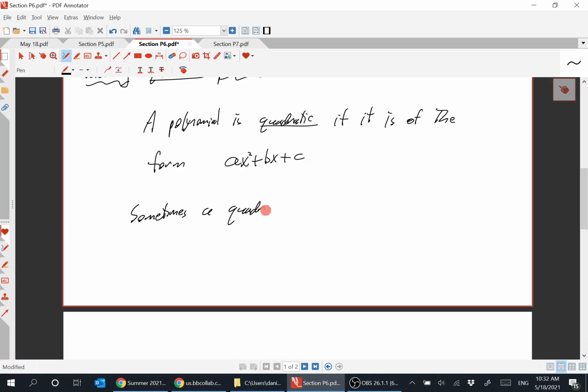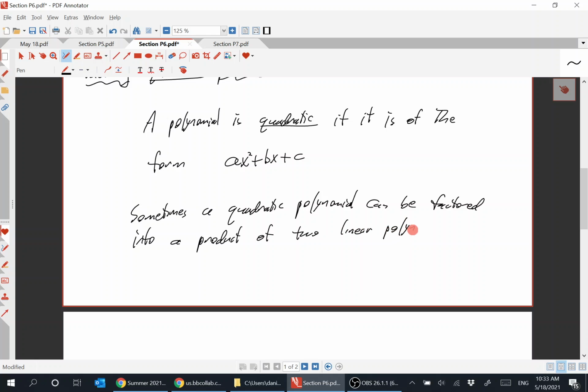A quadratic polynomial can be factored into a product of two what are known as linear polynomials. So linear means the only powers of x are x to the first and x to the 0. So sometimes you can do that, not always.